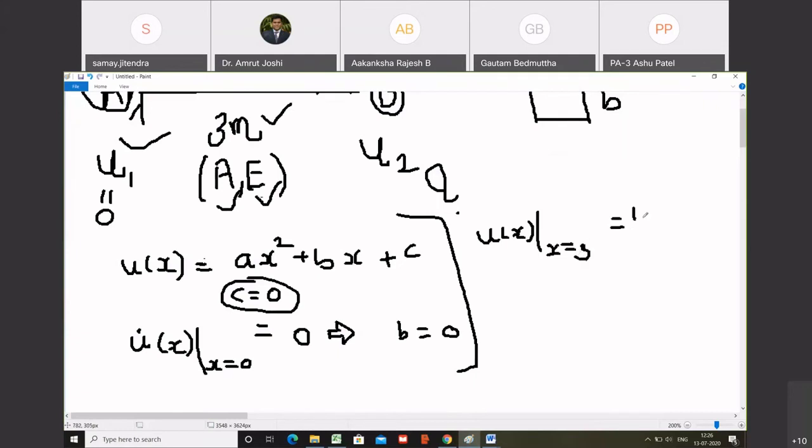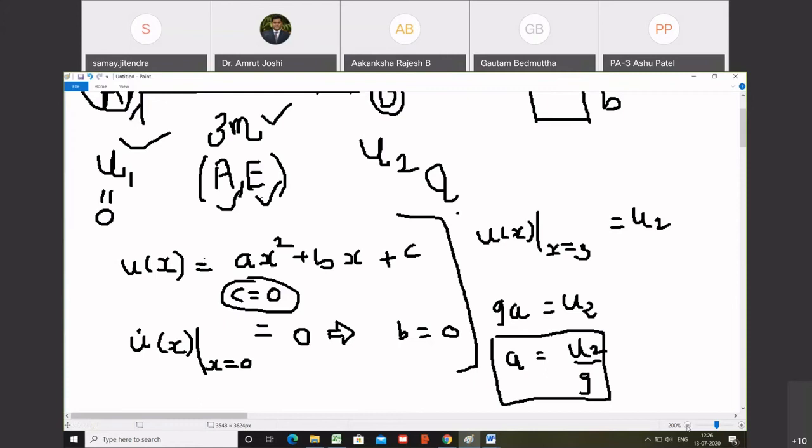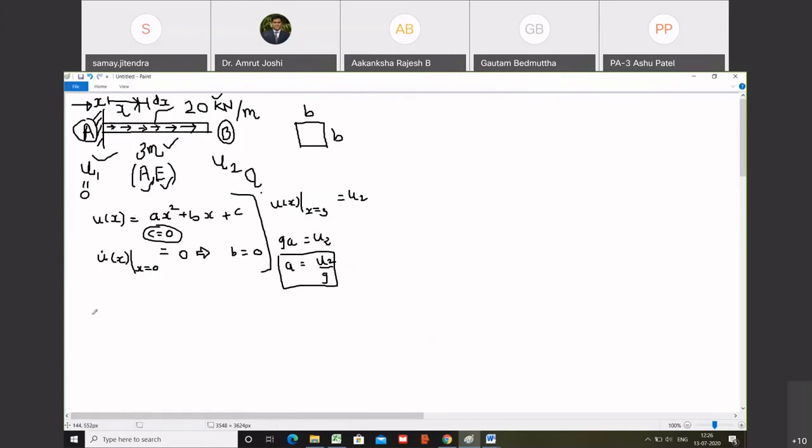And the third condition that we are going to apply is u of x at x equal to 3 is u2. So that gives me 9a is equal to u2. Am I right? So therefore a is equal to u2 by 9. So what is our approximation? Interpolation function u of x now will be written as u2 x square by 9. Agreed?